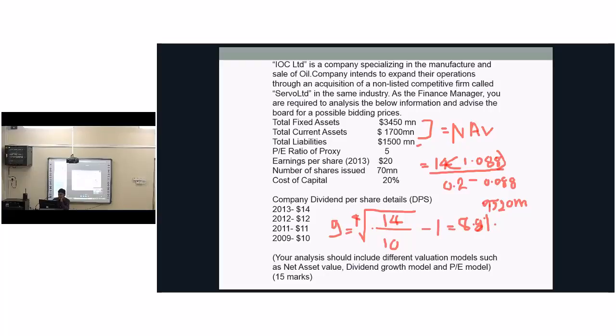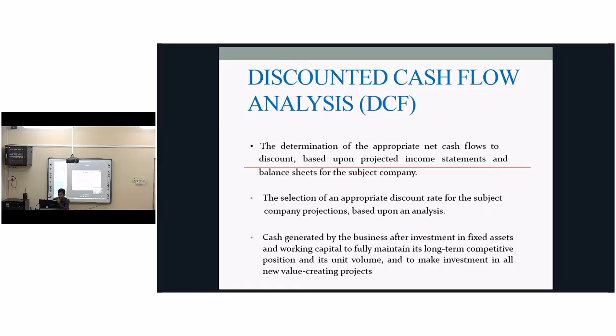So the range is starting from your net asset value to 9520, because we have only used the net asset value and the dividend growth model as of now. So we'll move on to the next area, which is the discounted cash flow method.